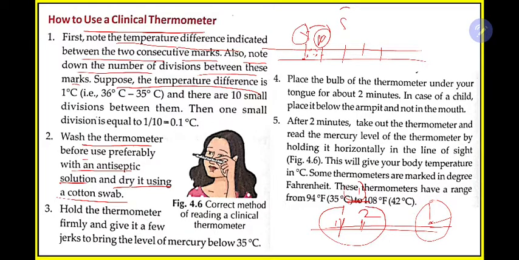Hold the thermometer firmly and give it a few jerks to bring the level of mercury below 35 degrees centigrade. What happens in the normal case is that the mercury in the thermometer may travel from high up and down. Okay, so what you need to do is jerk it 2 or 3 times before using it. Probably you've seen it in the pharmacy. The pharmacist jerks the thermometer before using to lower the level of mercury to its lowest point, that is 35 degrees centigrade.